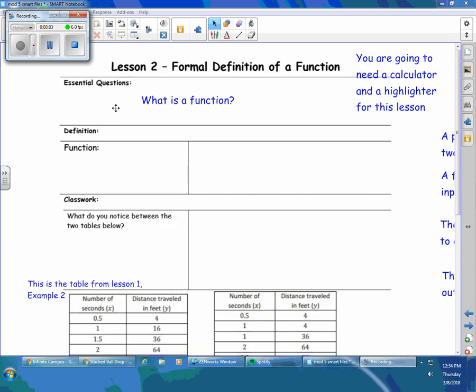This is Module 5, Lesson 2, a formal definition of a function. Your essential question for this lesson is: what is a function? And it would be a really good idea if you had a calculator and a highlighter for this session.